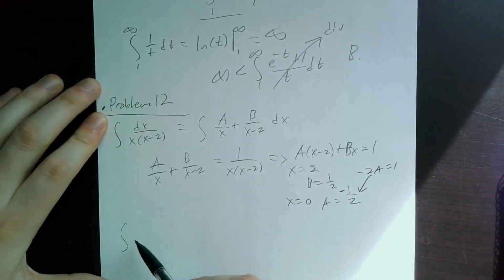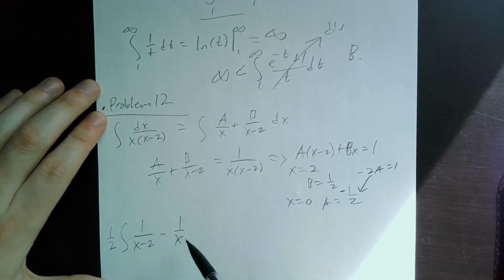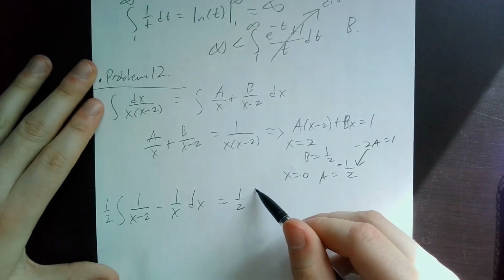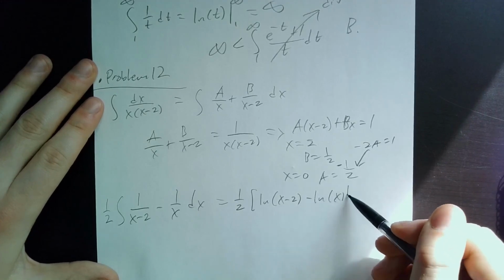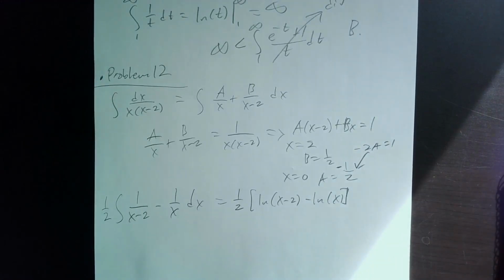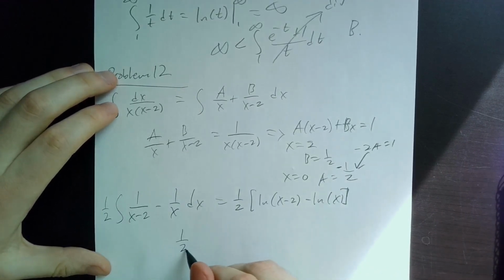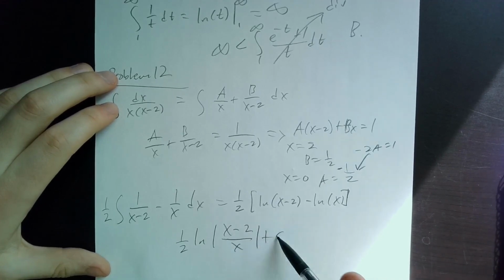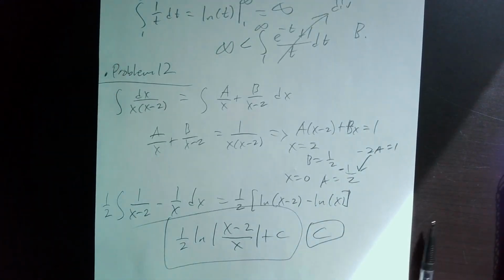Okay, so now my integral is, I'm going to bring a 1/2 out, and that's what I would be left with in my integral. So then it's just 1/2 times the natural log of x minus 2 minus the natural log of x. But of course, that's not one of our answers. So we need to think back to our natural log properties. And we know if we have two natural logs being subtracted by one another, we just get the natural log of one divided by the other. And of course, we can't forget our plus c. That is answer choice C.